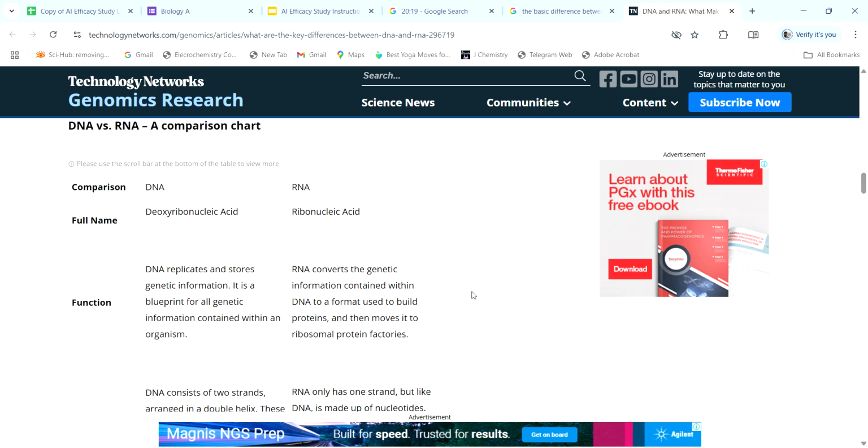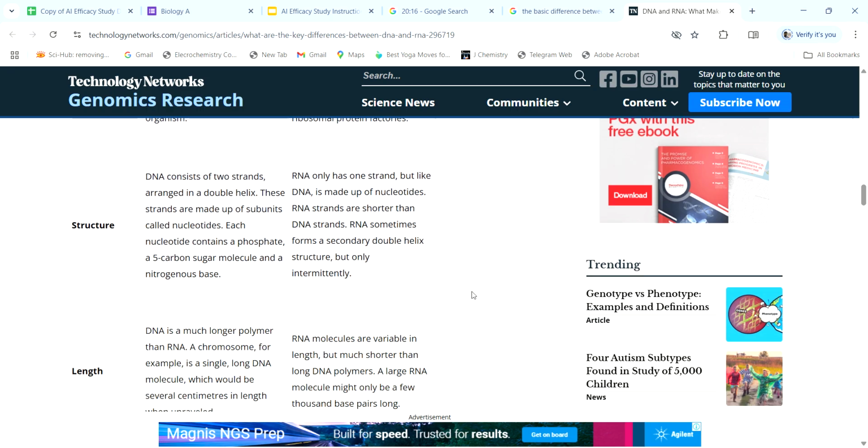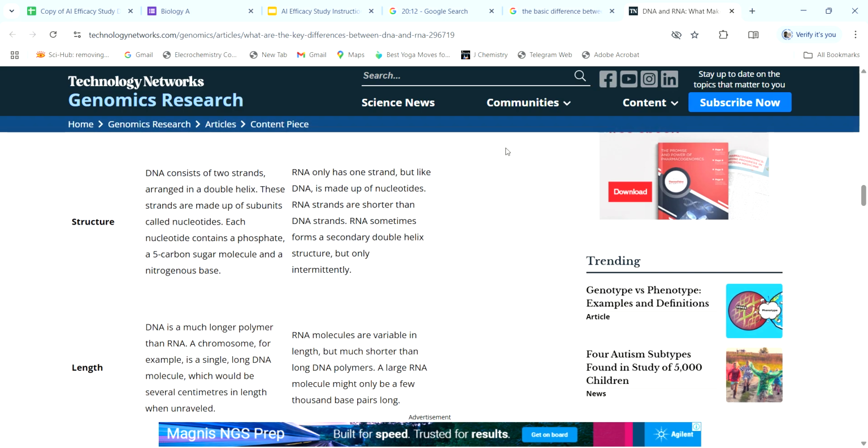The structure of DNA consists of two strands arranged in a double helix. These strands are made up of subunits called nucleotides. Each nucleotide contains a phosphate, a 5-carbon sugar molecule, and a nitrogenous base. Whereas the structure of RNA contains only one strand, but like DNA it is made up of nucleotides. RNA strands are shorter than DNA strands. RNA sometimes forms a secondary double helix structure, but only intermittently.